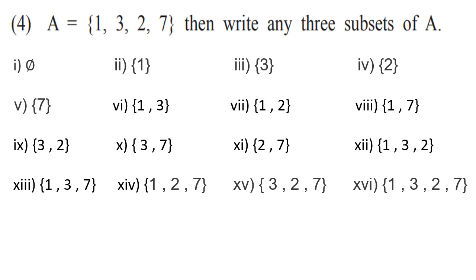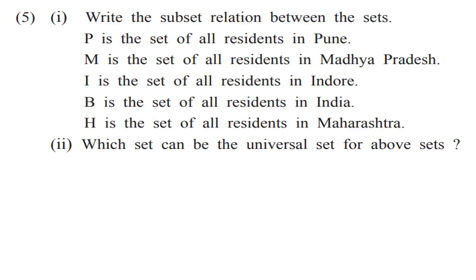Now let us go further. Question number 5. Okay, so in question number 5, 2 questions are asked. First one is, write the subset relation between the sets. So here 5 different sets are provided to you. P is the set of all residents in Pune. M is the set of all residents in Madhya Pradesh. I is the set of all residents in Indore. B is the set of all residents in India. H is the set of all residents in Maharashtra.